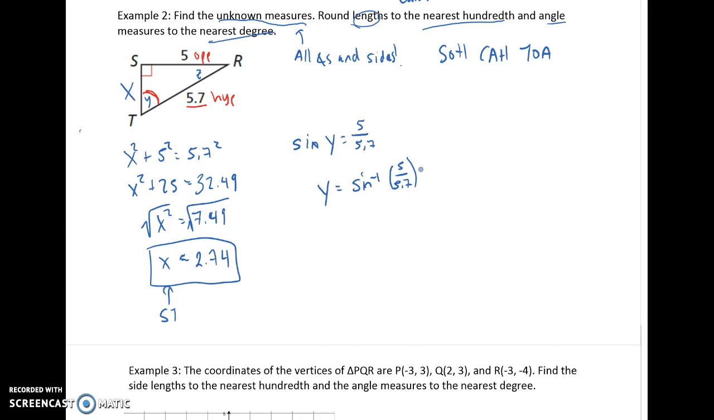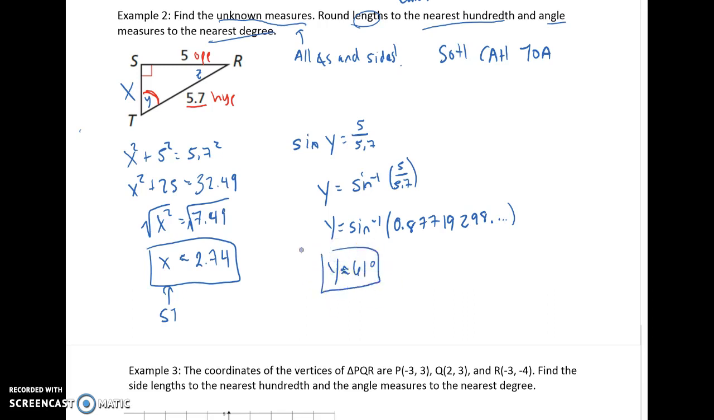Remember, don't round. All right, don't take that 5 over 5.7 and round it to the nearest 1 or nearest 10th, but use the exact number in your calculator. So let me show you what I would do in my calculator. So I would take that 5 divided by 5.7 exactly the way it is. So you'll see in your calculator it's 0.877192998, etc. I'm going to keep that exact number in my calculator, and then I hit my second button and sine, and the answer is approximately 61 degrees.